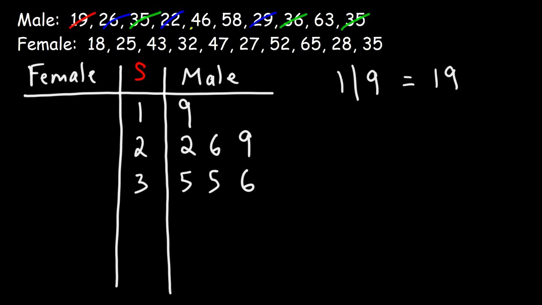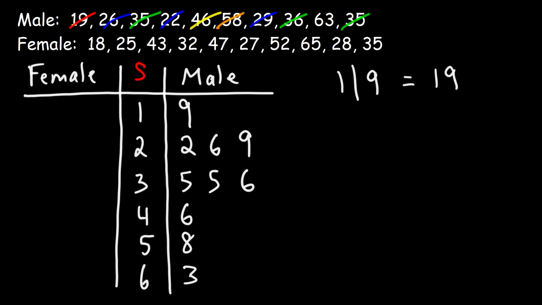Now in the 40s, I only see one number, 46. So we just got to write 4 and then 6. Next, we have 58. So we could just write 5, 8. And the last one is 63. So those are the ages for the males.